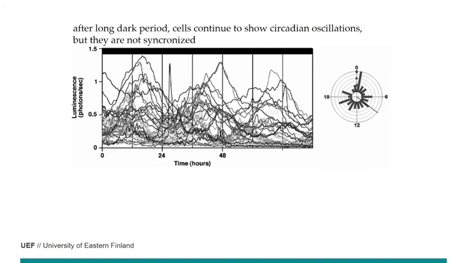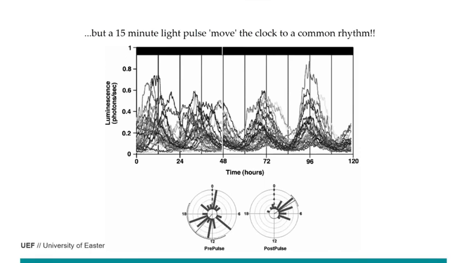But then, for these cells, if you give a 15-minute light pulse, then during the following 72 hours, 96 hours, you can see that all the cells are having this bioluminescence at the same time. So they are, again, synchronized.